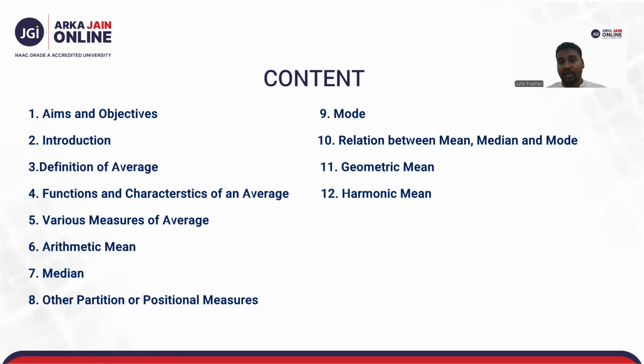Point number 11 is all about the geometric mean. What exactly it is, how it is helpful to find the central tendency. It is one of the measures which is helpful to find the central tendency. So what exactly it is, that thing we are going to cover in the 11th point, that is the geometric mean. Point number 12 is all about the harmonic mean. What exactly the harmonic mean is, how it is helpful, and what is the working procedure. All these things we are going to cover in point number 12, that is the harmonic mean.